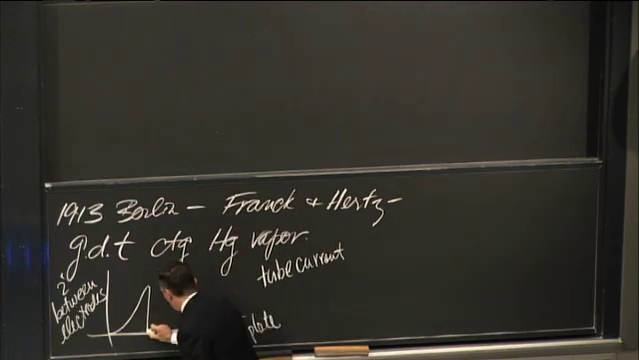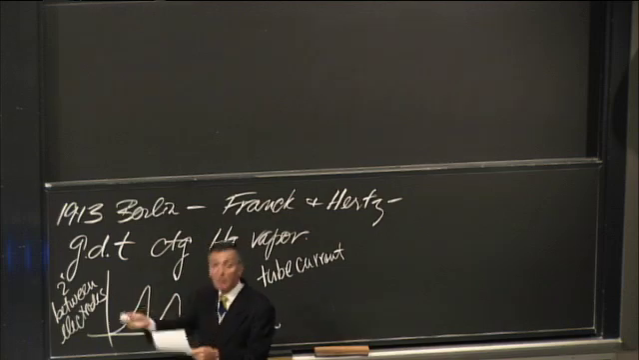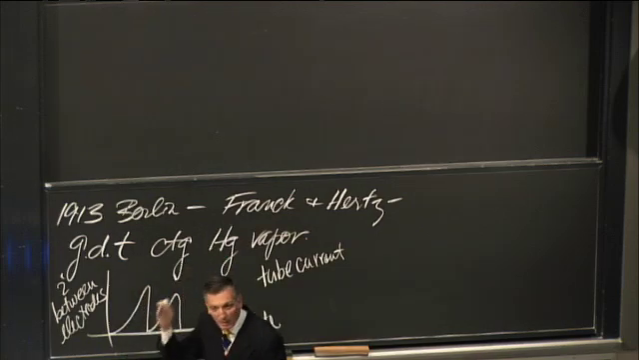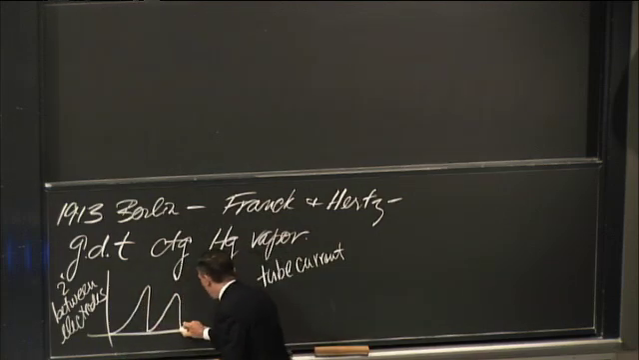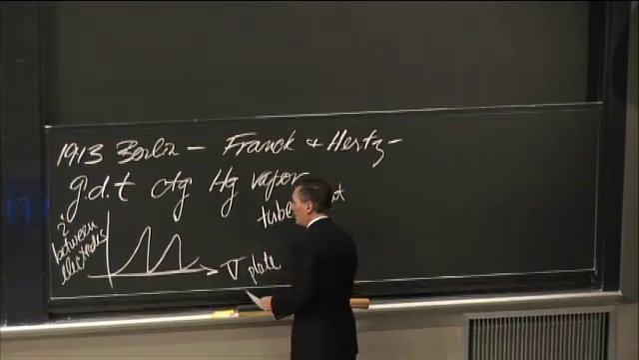Then they continue to raise the voltage. More voltage, more current, up, up, up, up, up, and then they get to another critical value of voltage, even more intensity. And then the current falls to 0. So you look at those data and you say, well, what's that got to do with the Bohr model?